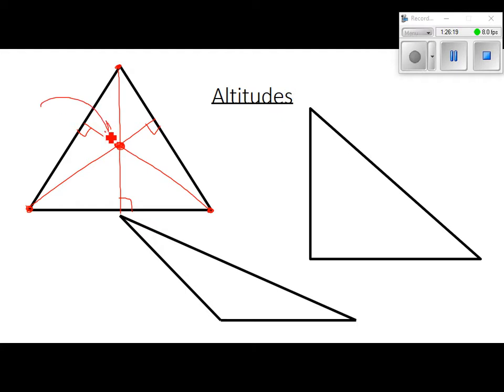Where's the orthocenter on that triangle? It's inside. So the orthocenter, does anybody know what kind of triangle that one is? It's an equilateral. Give me a different name. Equiangular. Give me a different name. It's an acute triangle. For an acute triangle, the orthocenter is always going to be inside the triangle. It's always going to be inside.